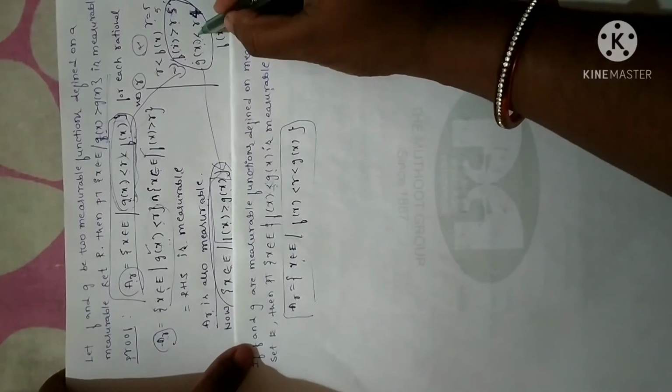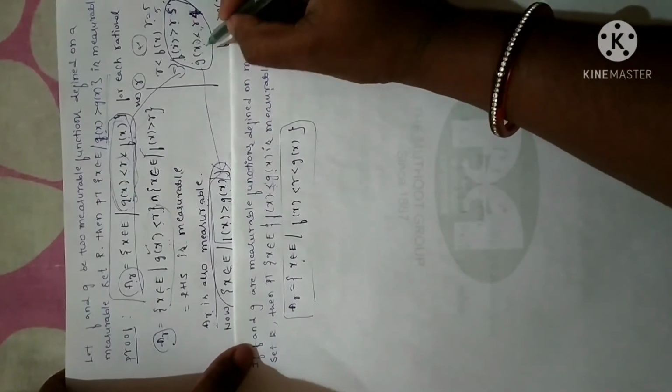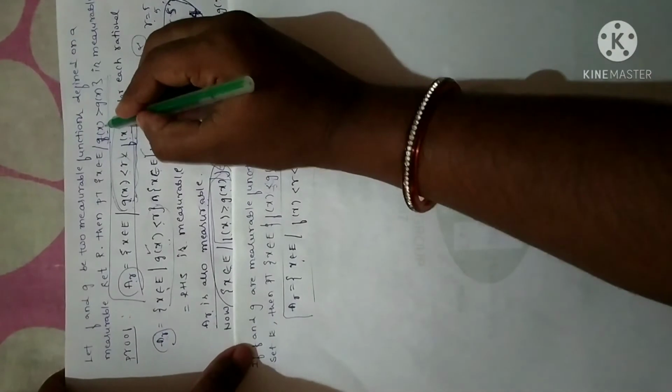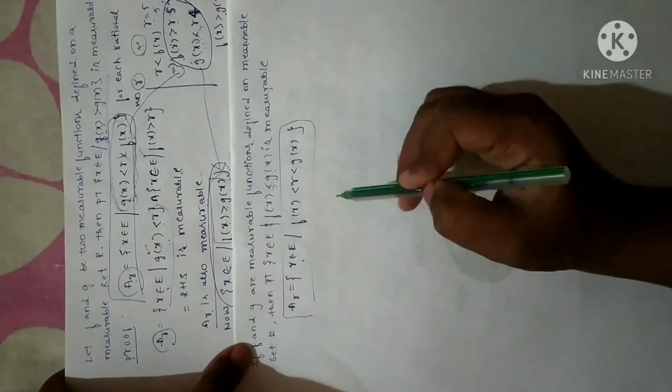But f of x should be less than 5. Right? So meaning is f of x is greater than g of x. This condition is satisfied. But in this case, in place of g of x, I have written f of x.